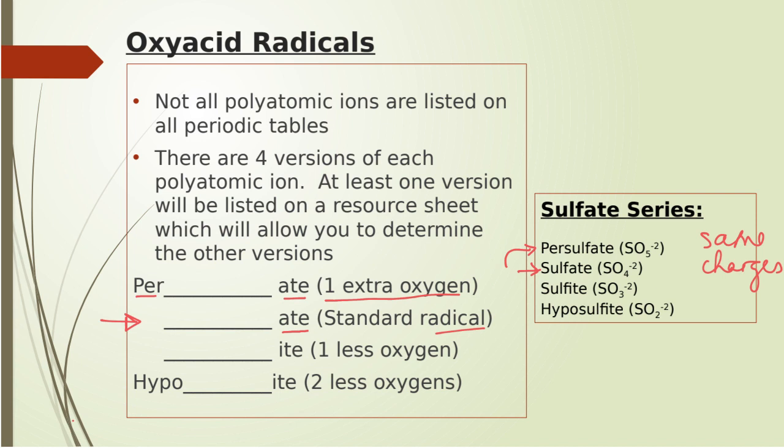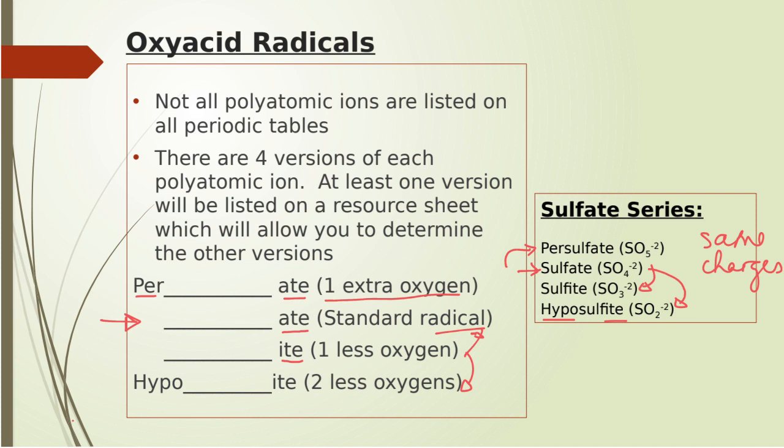If we have 1 less oxygen from the standard radical, we would take 1 oxygen away from the formula and we would give it the name ite. So you see right here, from SO4, if we go down to SO3, we call it sulfite. And then if we take away 1 more oxygen off of that standard radical, so 2 oxygens away from sulfate, we still maintain the ite suffix, but we add the prefix hypo. And again, charges stay the same for all of them.